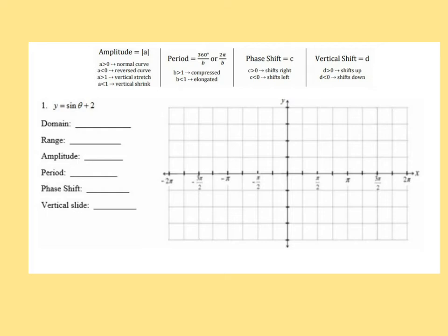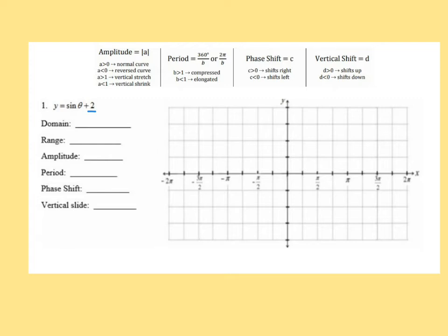Sine of theta plus 2. So here we have a manipulation of our D, of our vertical shift. So everything we do is going to go up 2 units. Now for this one, I'm going to go with a scale of 1. Let's say that this will be 1, 2, 3, 4, just to make sure everything is on the same graph.